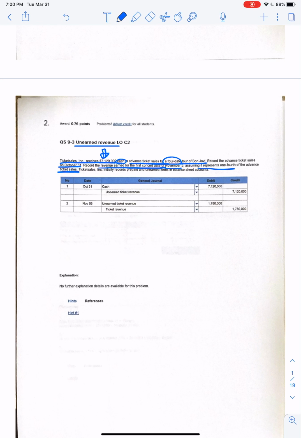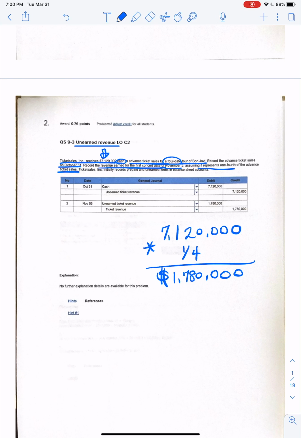On November the 5th, we have actually performed one of these concerts. So what they tell us is that we're going to assume that the ticket sales basically were even. So each of the 4 concerts is worth the same amount of money. So I will just multiply this times 1/4, and I will come out to $1,780,000 that is actually going to be recognizable on November the 5th after that concert is played.